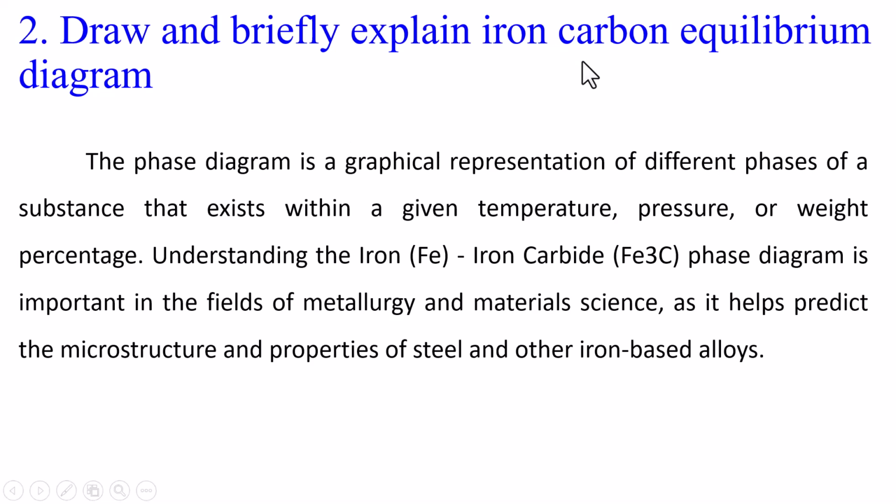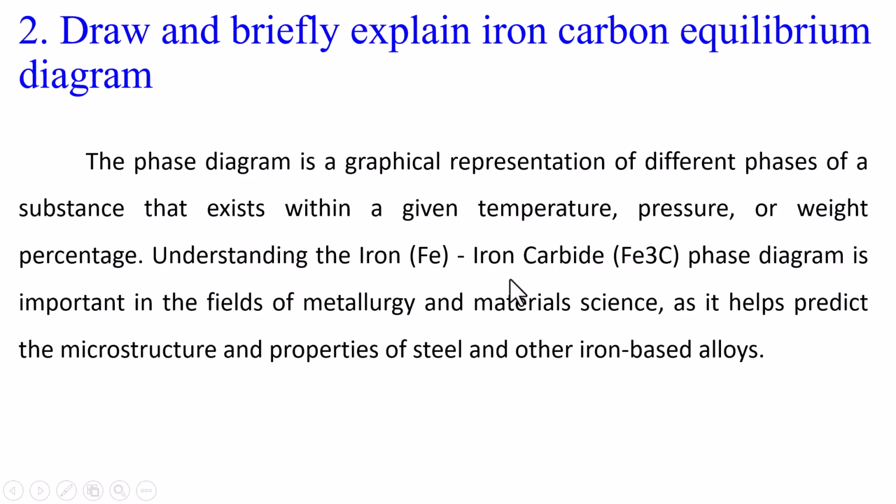Here we have to explain the phase diagram of iron carbon. The phase diagram is a graphical representation of different phases of a substance that exist within a given temperature, pressure, or weight percentage. So, in the case of the equilibrium diagram or iron carbon diagram, we are taking pressure as a constant. So, variables are temperature and the composition, that means fraction of weight or mass fraction, or whatever we are taking.